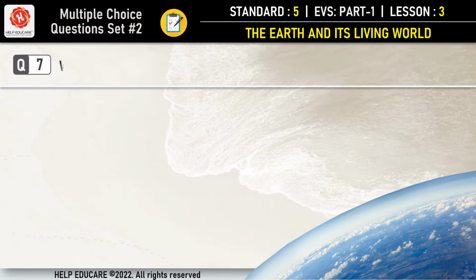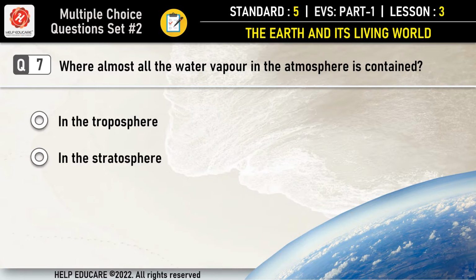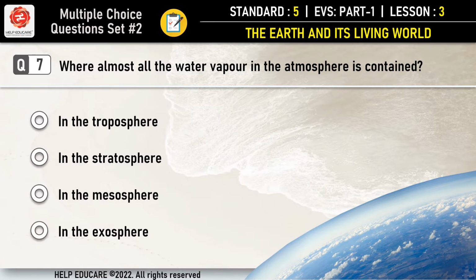Question number 7. Where almost all the water vapor in the atmosphere is contained? First option, in the troposphere. Second option, in the stratosphere. Third option, in the mesosphere. Fourth option, in the exosphere.